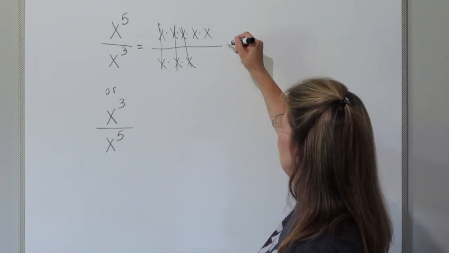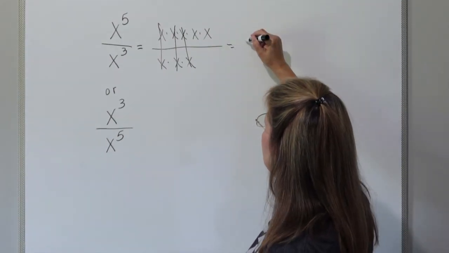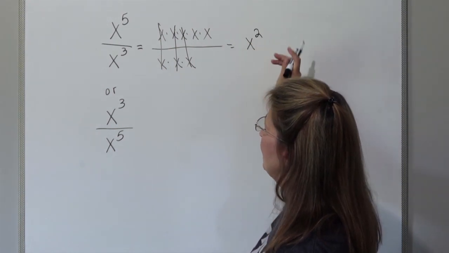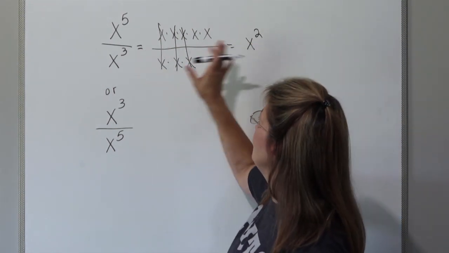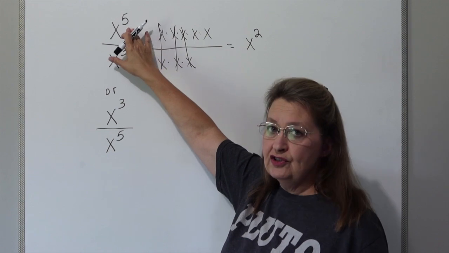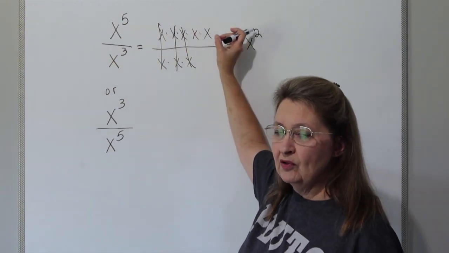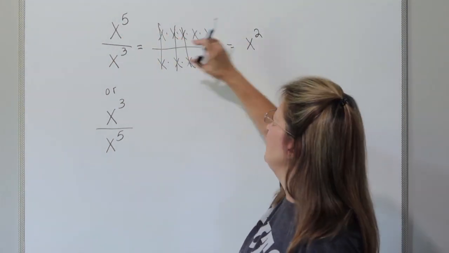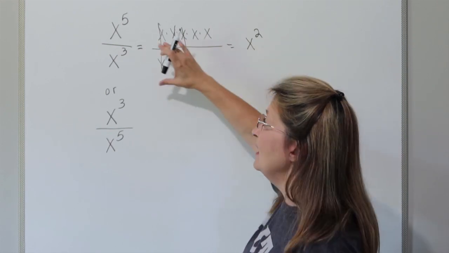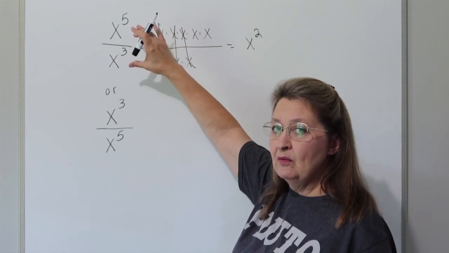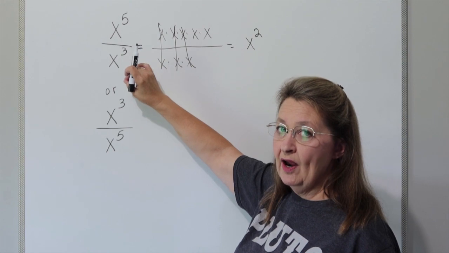Now, what do you have left over? On the top of the fraction bar, you have x squared. Notice your answer went where the largest number was. If you have more numbers on the top, then your answer is going to stay on the top. And instead of adding, like we did with multiplication, you can just subtract.